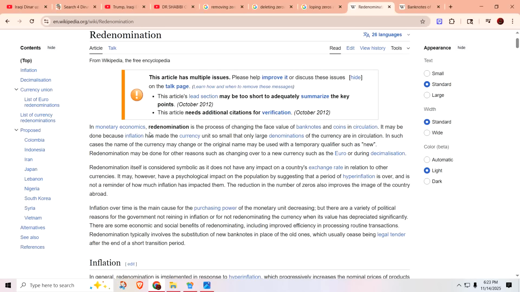In monetary economics, redenomination is a process of changing the face value of banknotes. The face value. So a 25,000 dinar becomes a 25, just like I showed you. A redenomination itself is considered symbolic, as it does not have any impact on the country's exchange rate. I showed you that. The zeros are removed, of course, but the purchasing power remains the same. $19 and $19 in relation to the other currencies.